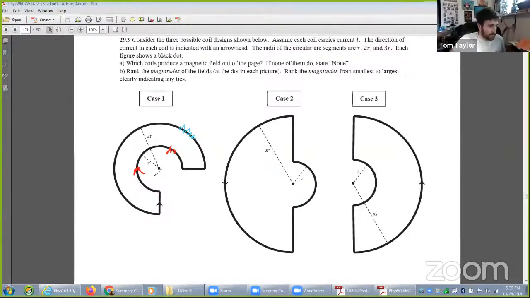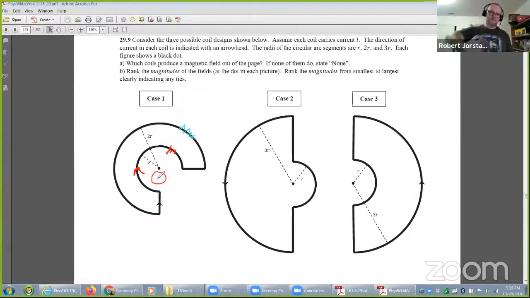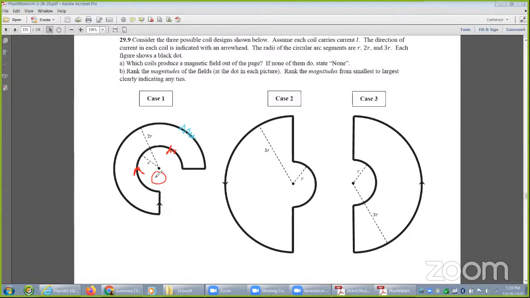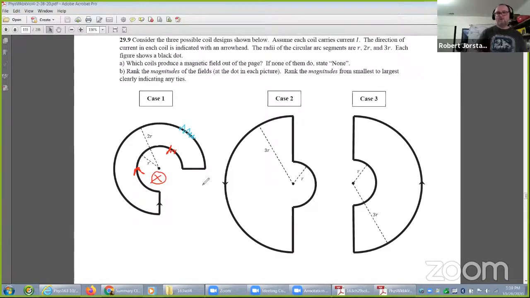Out of the page. What's that? I would say out. Should be into the page, right? Into. Grab that wire or curl the fingers, take the fingers of your right hand and curl it around with that wire right now. And notice your thumb is forced to point into the page. So the fingers on your right hand, curl them in the same direction as the wire, and you can't help it but see your hand pointing into the page.